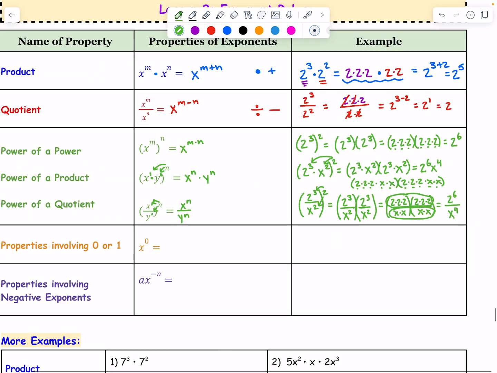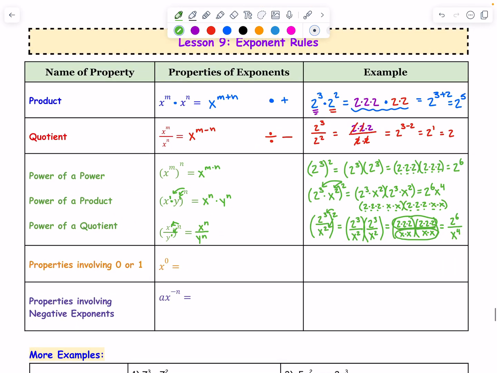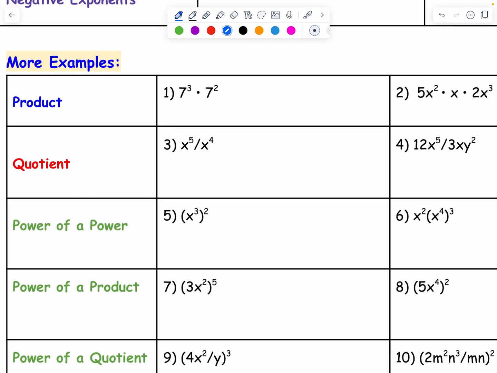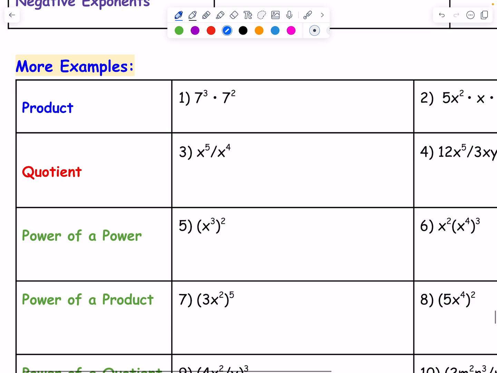Okay. So in this video, we're going to focus on those rules only. So let's just do a few more examples of each, just to get the hang of things. So for the product rule, I have 7 cubed times 7 squared. So these are like bases. So that means I can take the base of 7 and then add 3 plus 2.